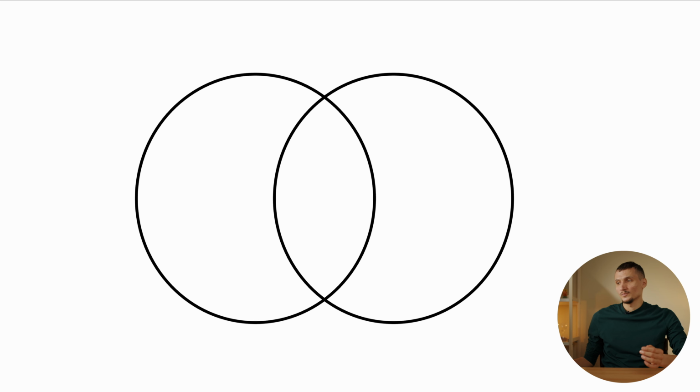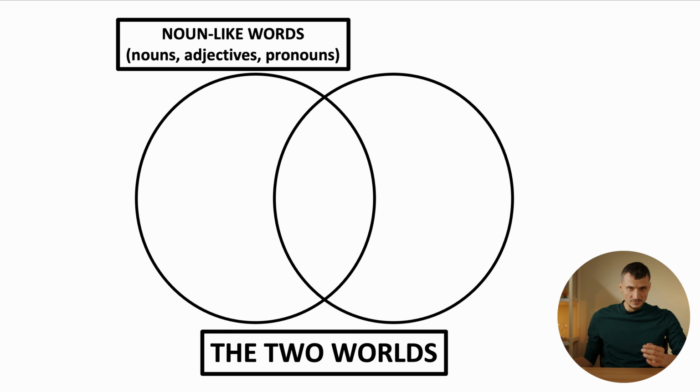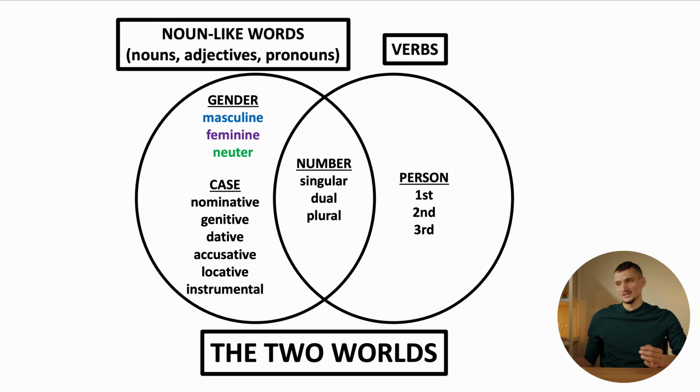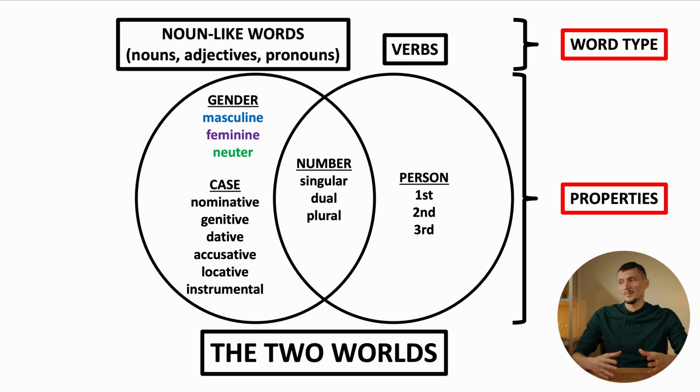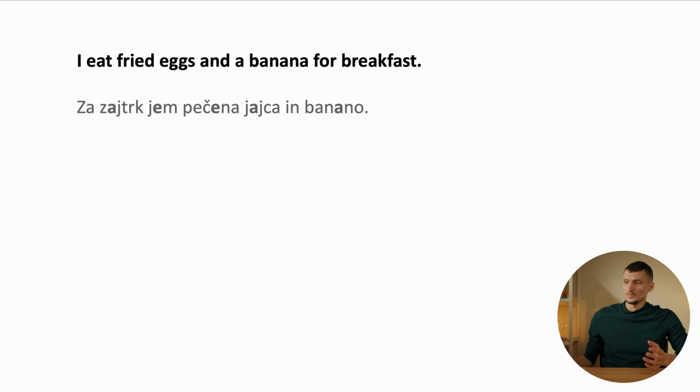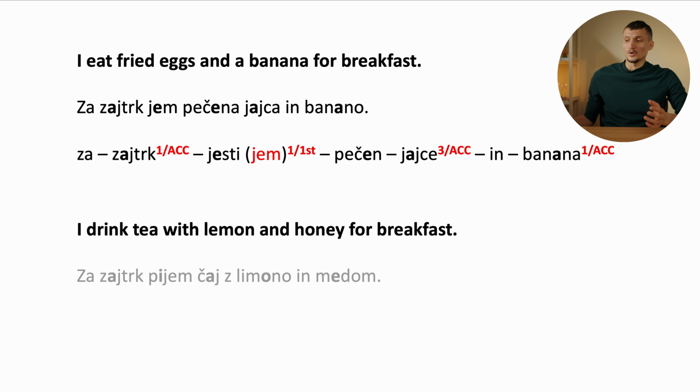So first, of course, we have to start with our diagram. We have the two worlds, the world of nouns and the world of verbs and all of the properties that they're made up of. And then we have word types and their properties. Last time we had a look at this format and focused on word types, so just nouns and adjectives and pronouns and verbs, thinking in terms of those four when analyzing sentences. Today we will focus a bit more on the properties. So let's briefly go over everything we did last time.